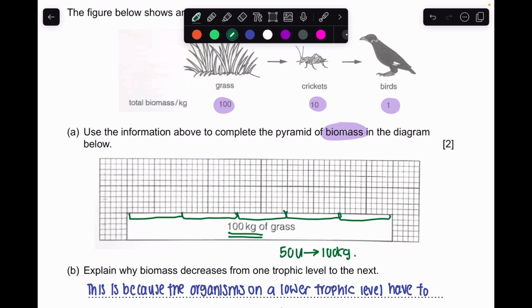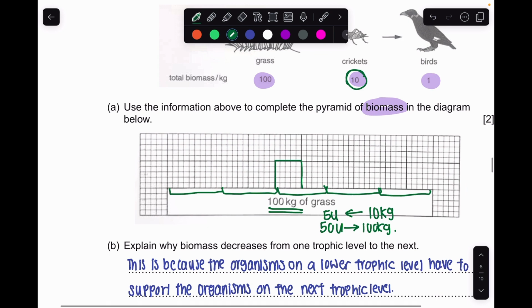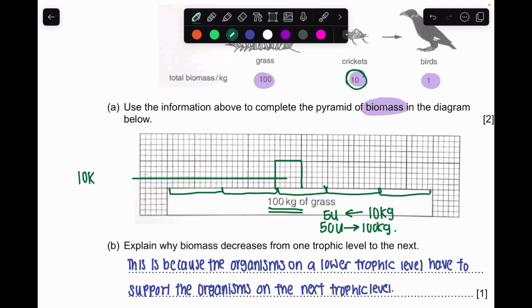So on the next trophic level, when I only have 10 kg worth of crickets, then I should only be using 5 units to represent that. Okay, so kind of aim in the middle. So this would represent 10 kg of crickets. So in the exam, make sure that you are doing this in a proportionate manner. You can label the pyramid of biomass outside.